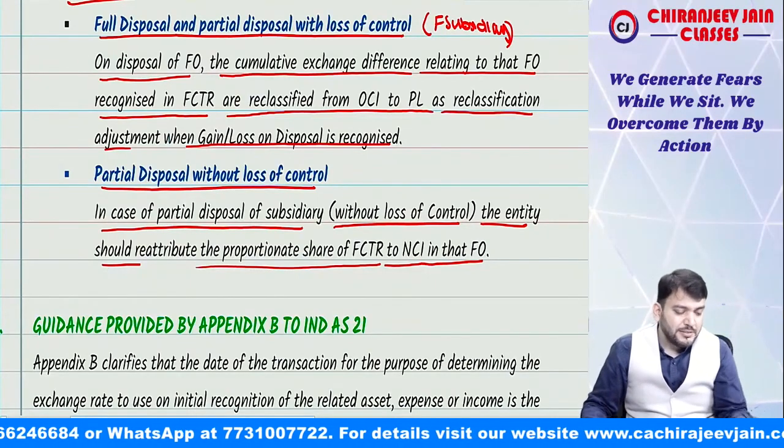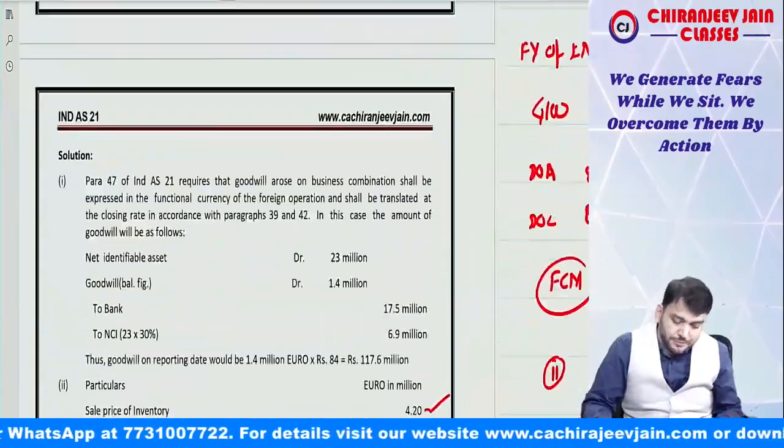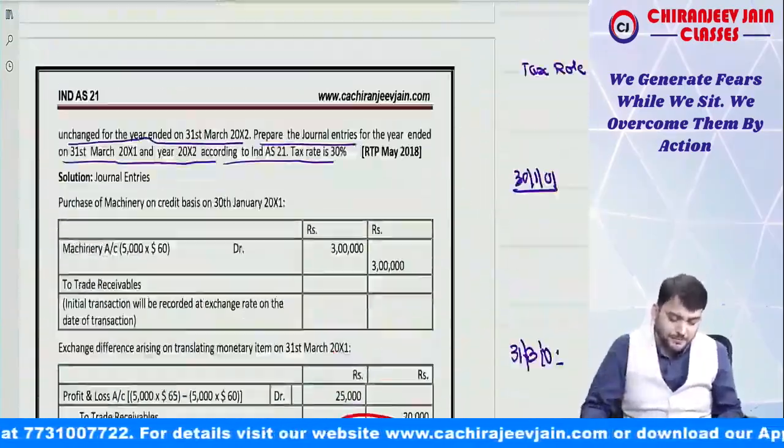Come to question number 6. One question will do for this also, so that all the points are covered.